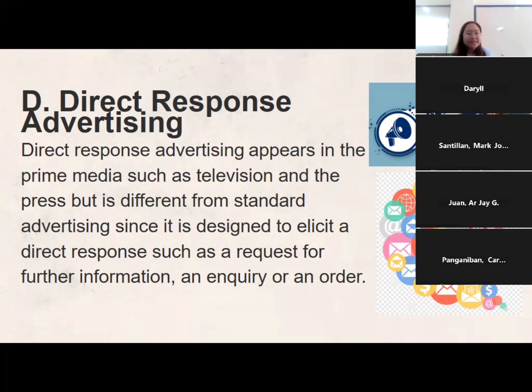Direct response advertising is a type of advertising which is actually designed to get immediate reaction from viewers or readers, such as calling a phone number, requesting more information, or placing an order. Unlike the regular advertisement, which only aims to build brand awareness over time, direct response ads prompt instant action. This advertising often uses media like television or newspapers, including special formats like infomercials or live shopping shows to reach large audiences and encourage quick response.